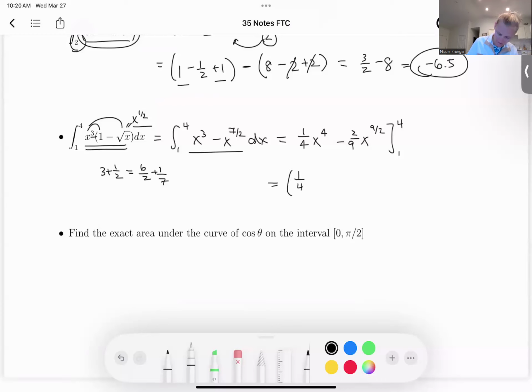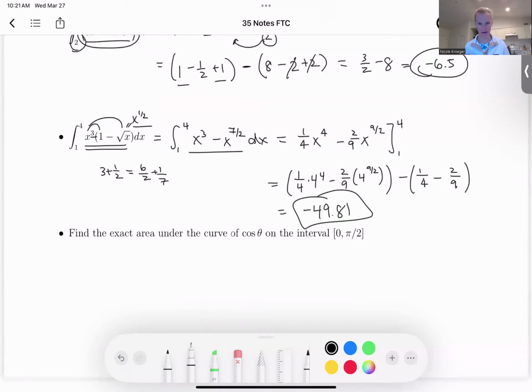So I'm going to get 1/4 times 4 to the 4th minus 2/9 times 4 to the 9/2. Ooh. Minus, remember to put all of this stuff in parentheses, minus 1/4. 1 to the 4th will still be 1. 1 to the 9/2 will still be 1, so we'll just get 2/9. I'm going to let you guys type that into a calculator. I got negative 49.81 out here. Again, we'll talk about what this number means in a couple of class periods.